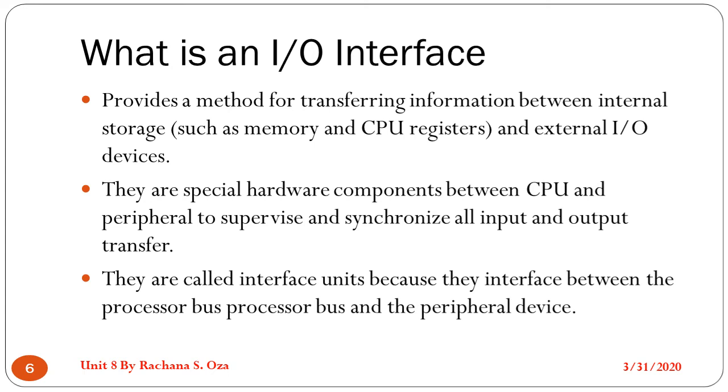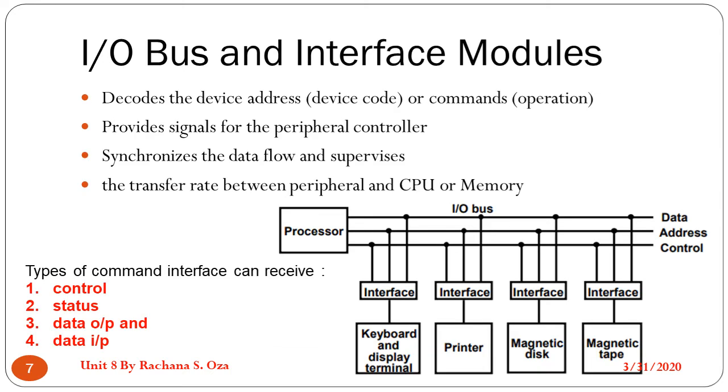Here comes the role of an interface. Let us see what an input output interface, shortly known as an IO interface, is. As you can see in the presentation, it provides a method for transferring information between the memory and a CPU register and some IO devices. All the peripheral devices require some sort of interface to communicate with a CPU, such as a magnetic disk or a magnetic tape.